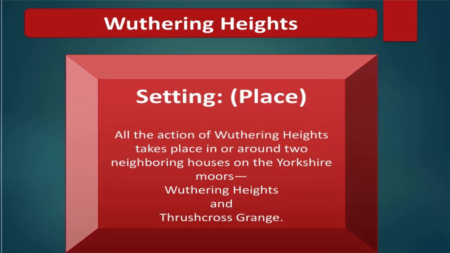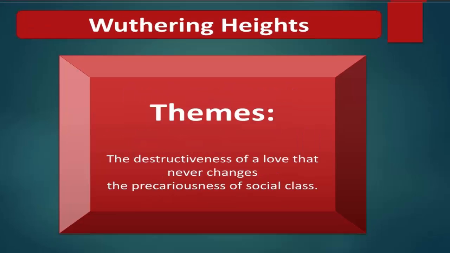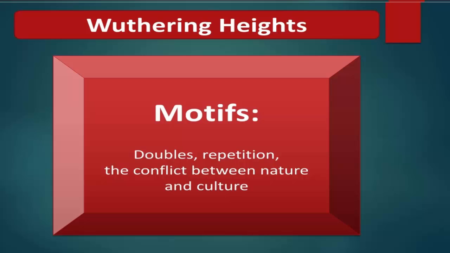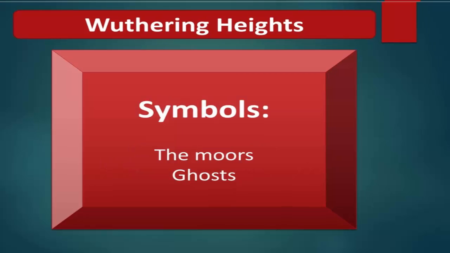Setting by place, all the action of Wuthering Heights takes place in or around two neighbouring houses on the Yorkshire moors. Themes of Wuthering Heights, the destructiveness of a love that never changes, the precariousness of social class. Motifs, doubles, repetition, the conflict between nature and culture. Symbols, lastly, the moors, the ghosts.